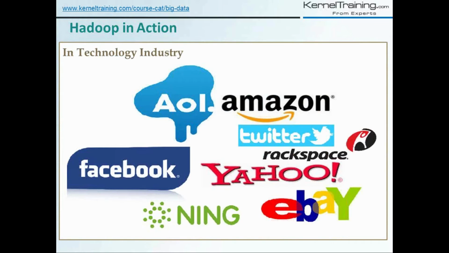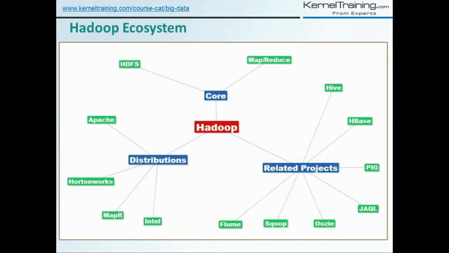And as you know, these are the topmost organizations which are more successful by using the Hadoop technology. Amazon, Facebook, AOL, Yahoo, name in the UK. So all these organizations are using Hadoop technology in their infrastructural setup. Okay, so this is the Hadoop ecosystem.